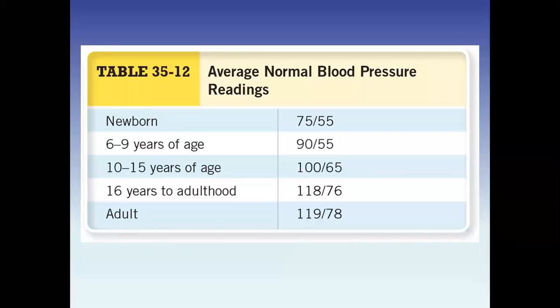The normal blood pressure reading for a newborn should be 75 over 55. The age of 6 to 9 should be 90 over 55. The age of 10 to 15 should be 100 over 65. The age of 16 to adulthood should be 118 over 75. And adults should be 119 over 78.